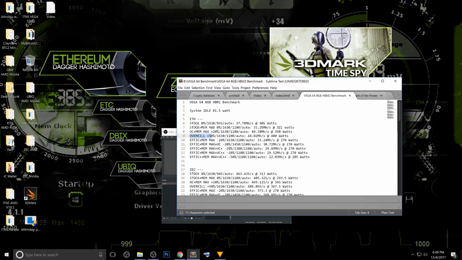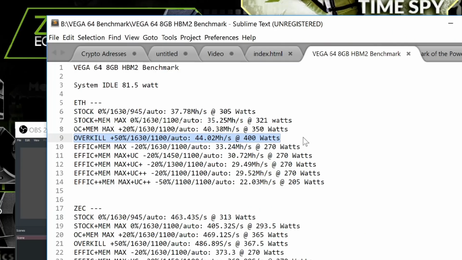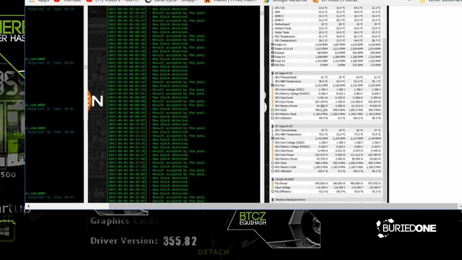But still, this is just crazy. This is way beyond what I've seen. I was getting 44 megahashes per second out of it, but I was drawing 400 watts out of the wall. So that means that this setting, or whatever he did, made his GPU three times more efficient than whatever I tried. You guys will see this in a video, probably tomorrow, on the AMD Vega 64 benchmark, that this was absolutely way out of this range.